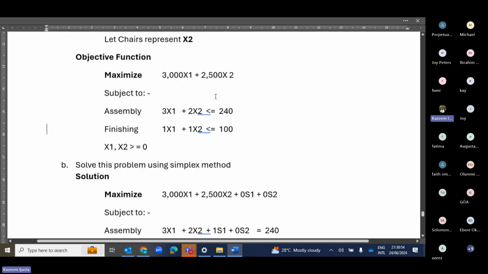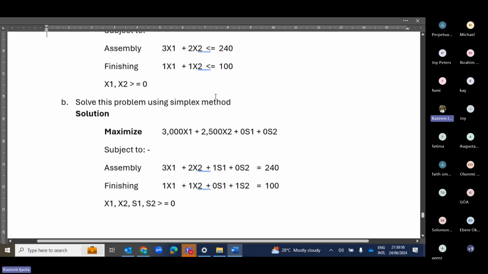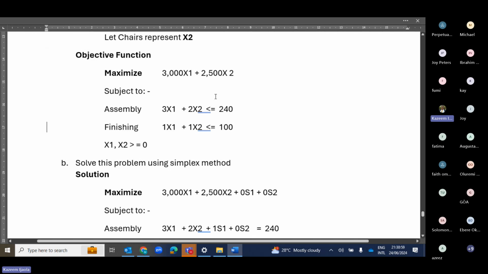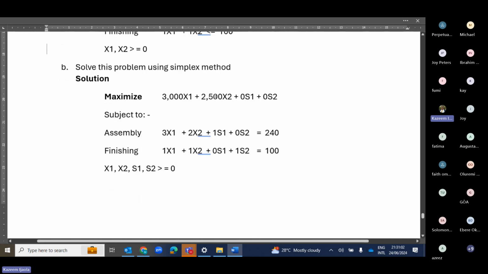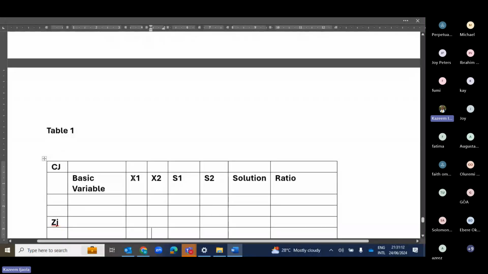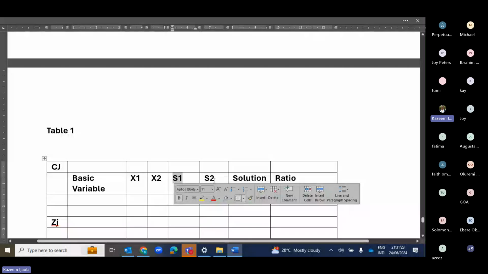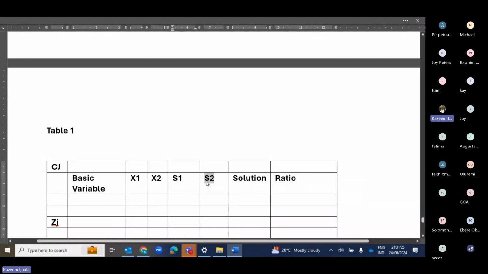How many variables do we have? We have 4. Where are they? That's X1, X2, S1, and S2. These are the 4 variables, and they will come as the basic variables here. Can you see it now? X1, X2, S1, S2. Now, what are the slack variables here? The slack variables are S1 and S2. These are your slack variables, and X1 and X2 will come here.